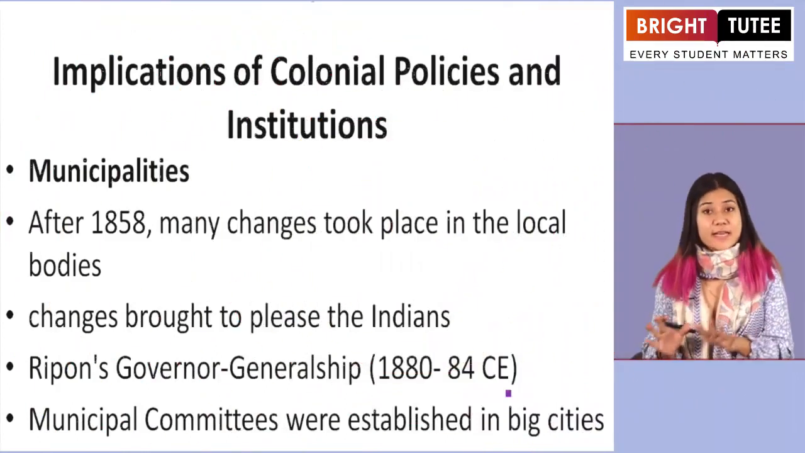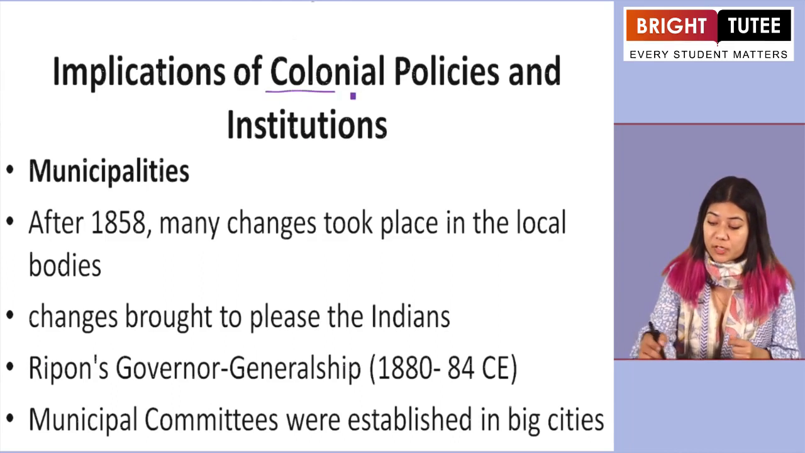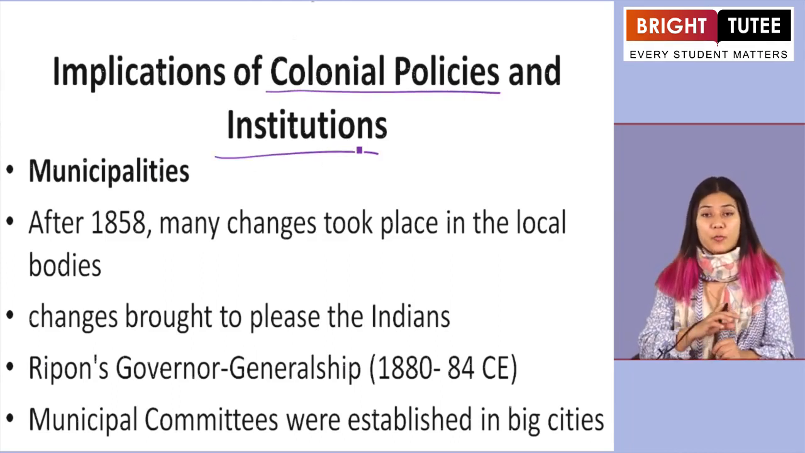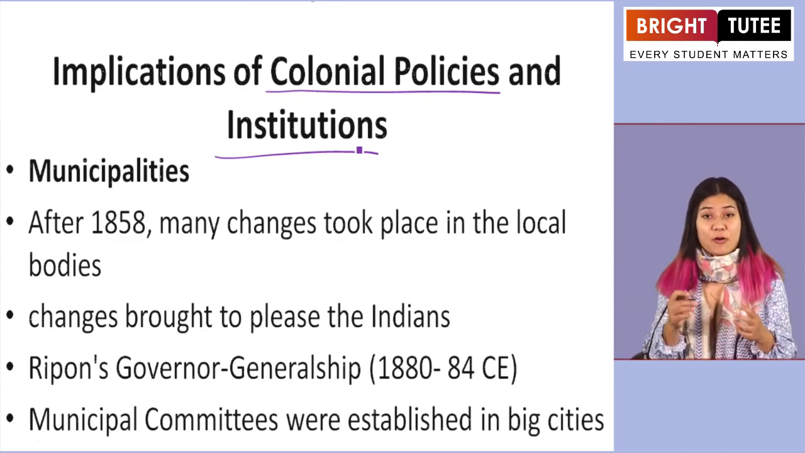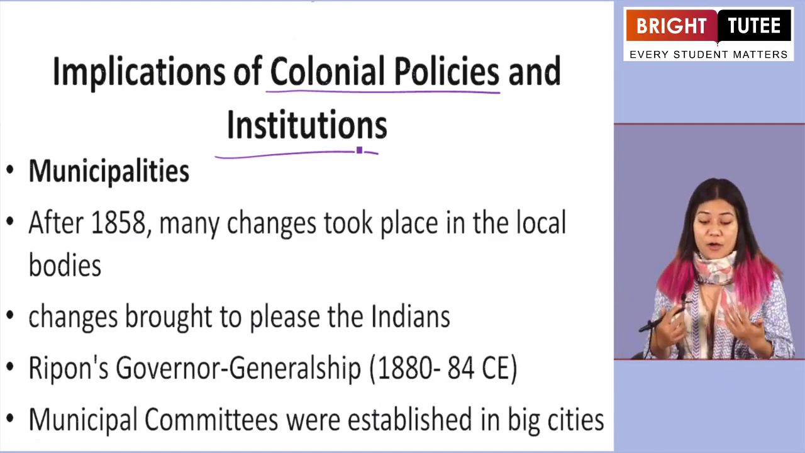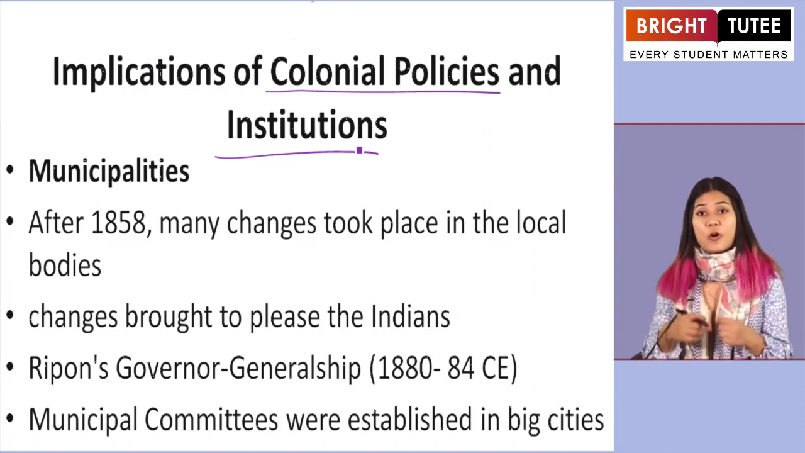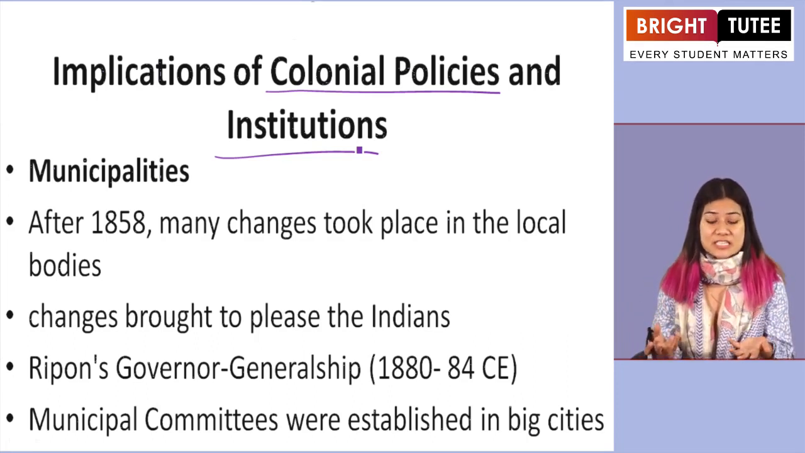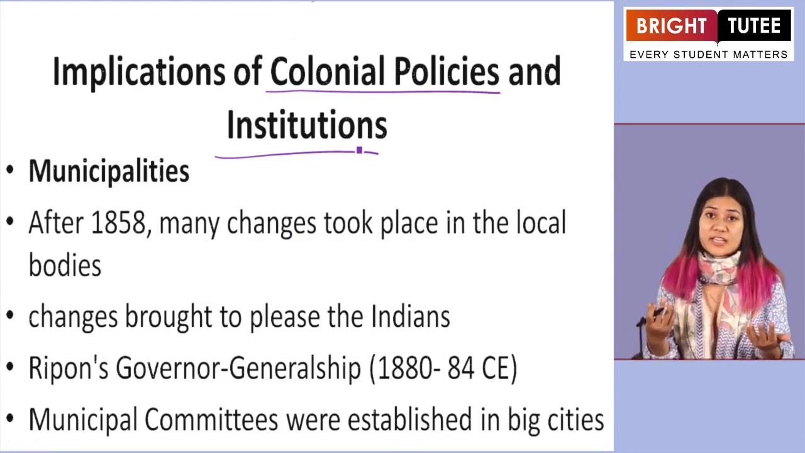We move on to the next topic. Now we'll see the implication of colonial policies and institutions. So we saw how with the British rule many changes took place. Now we'll look at how those changes impacted the lives of the people, how the construction of new buildings, the establishment of railways or the growth of new cities affected the people and how things were.